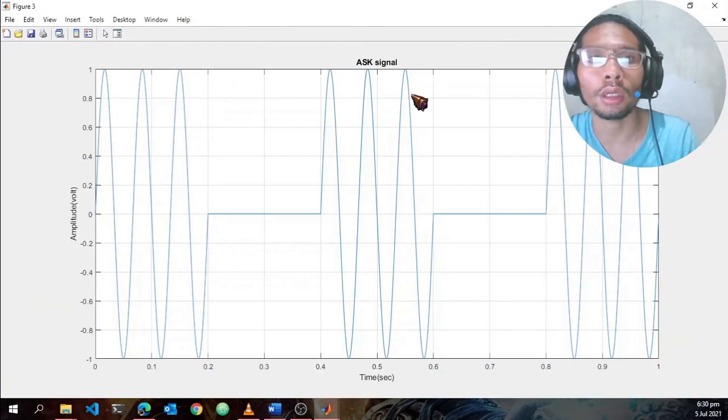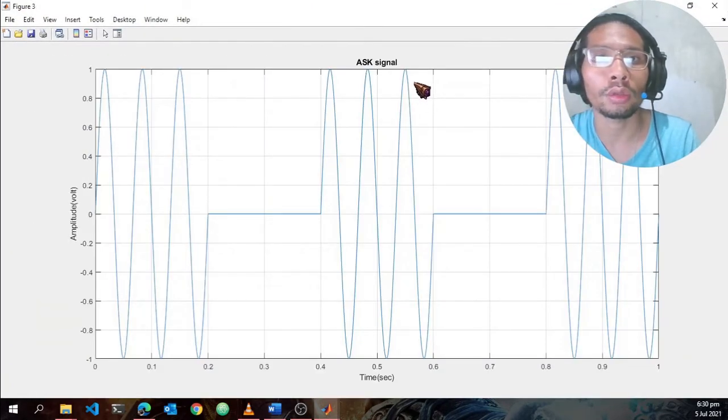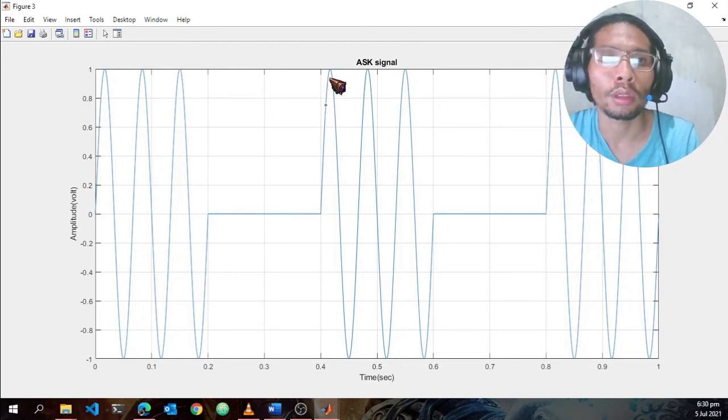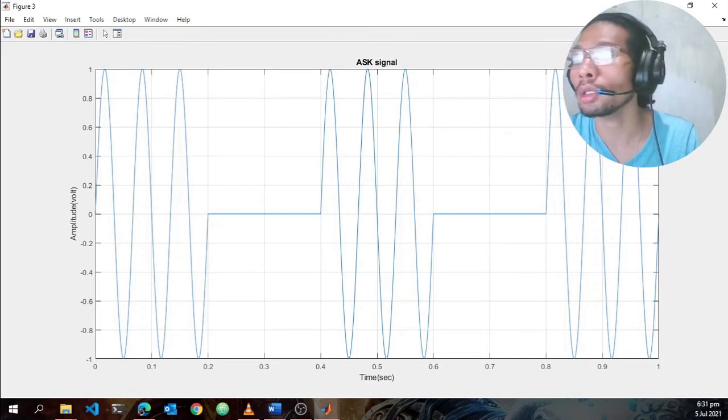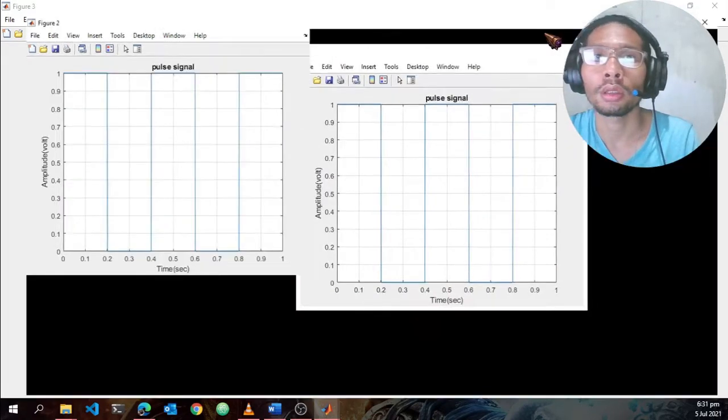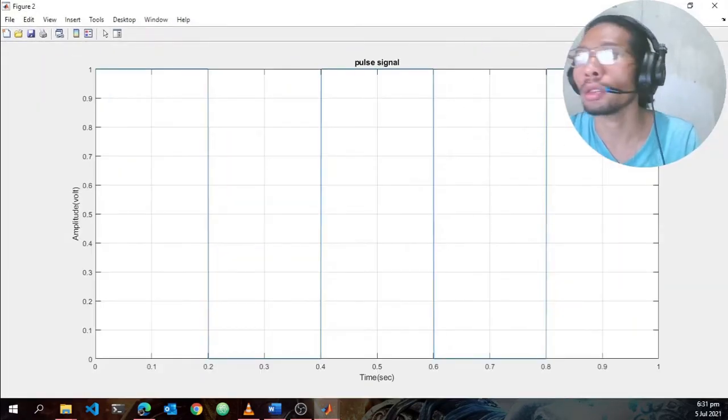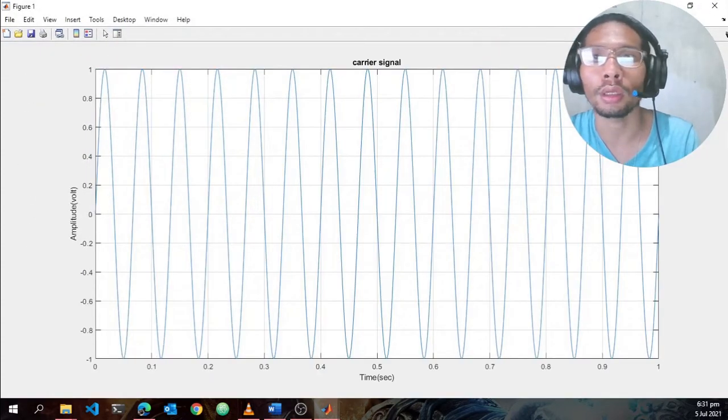So you can see here the output signal, the amplitude shift keying signal, with a sinusoidal wave, and at 0.2 the amplitude is at 0 and returns back to 1 at 0.4 until 0.6 and goes back to 0 and repeats the process. So this is the ASK signal, the pulse signal, and the carrier signal.